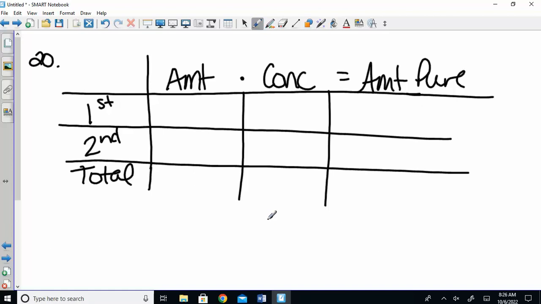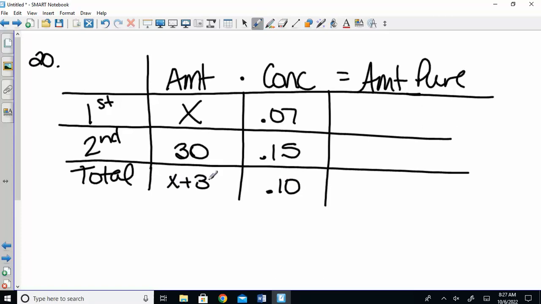It starts out, how many pounds of hamburger that's 7% fat? I do not know my amount, that's X. 7% would be 0.07. It must be mixed with 30 pounds of hamburger that is 15% fat. So amount is 30, concentration 0.15. To obtain a mixture that is 10% fat, 0.1, and this would have to be X plus 30. Then if we multiply, the next column is 4.5.